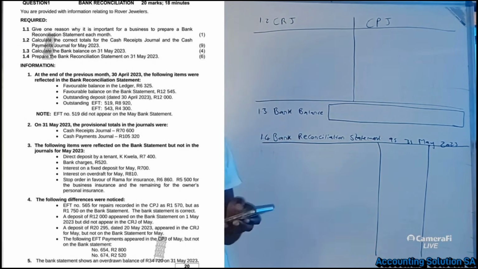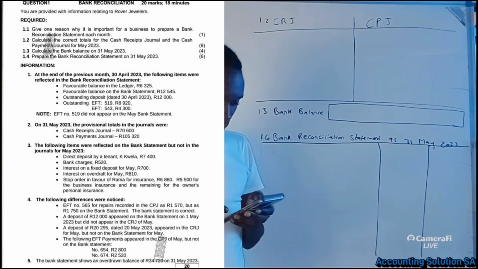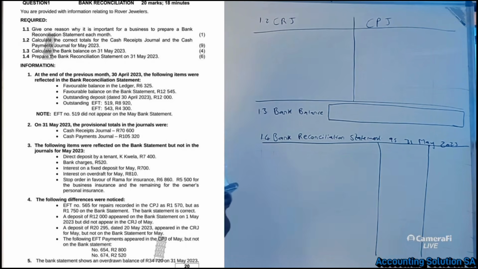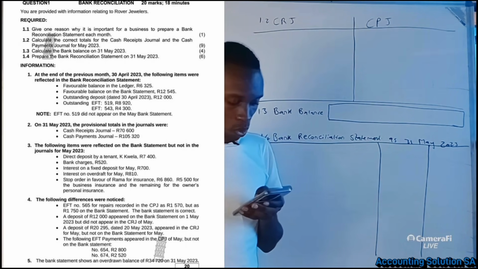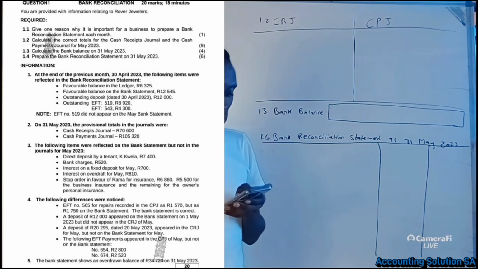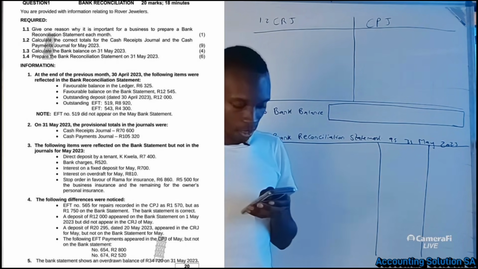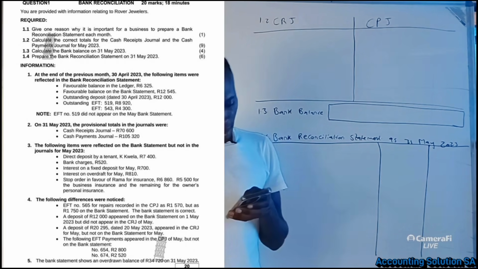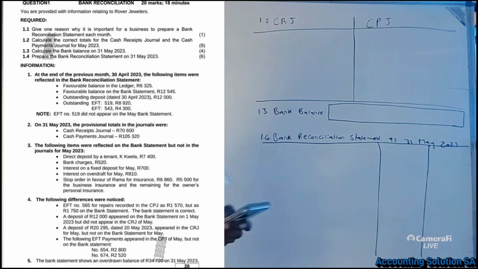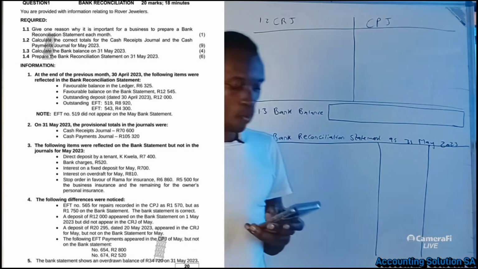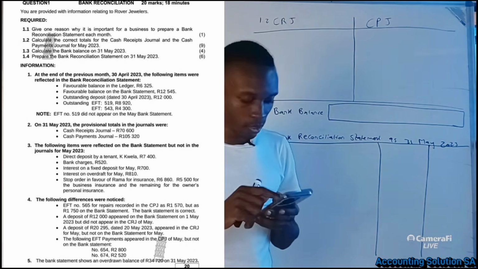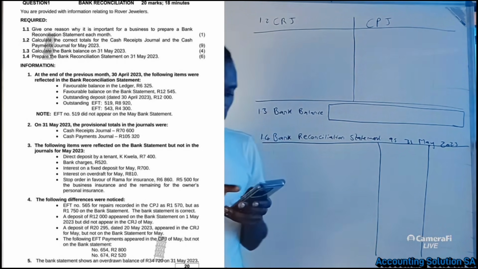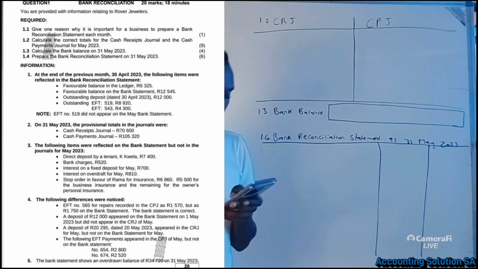Okay, then now let's go to a major question. Number 1.2, they say that we have to calculate the correct total of cash receipts and cash payment journal. Number 3, we calculate the bank balance. Number 4, we calculate the bank reconciliation statement. Okay, now let's check our information and we start with our question without wasting any other time.